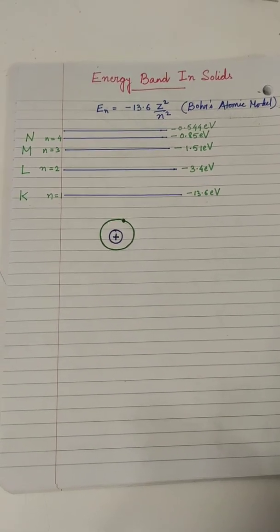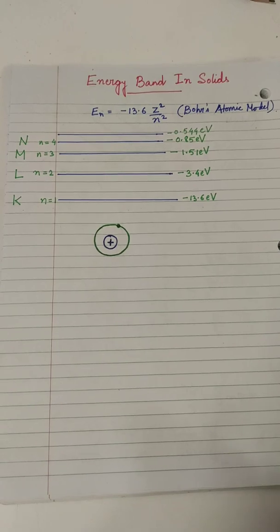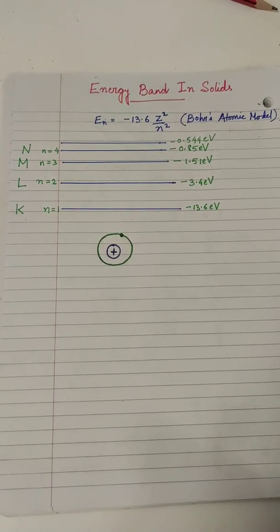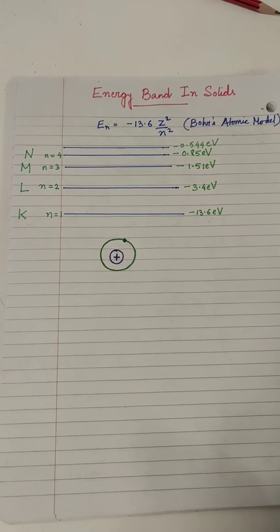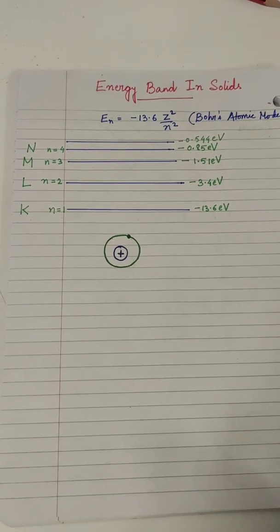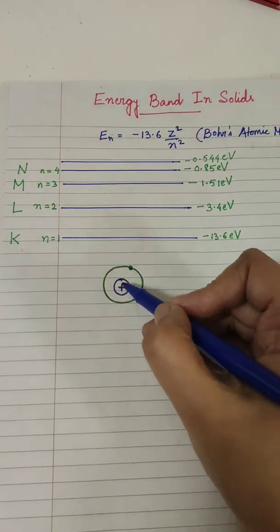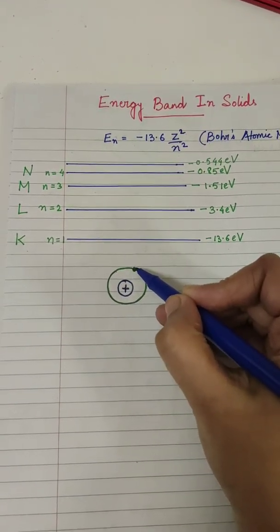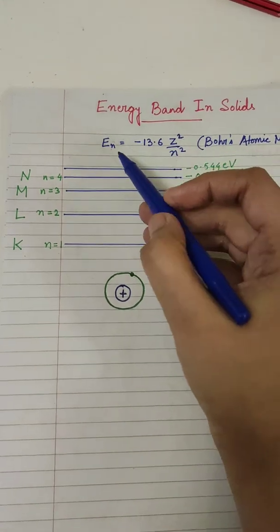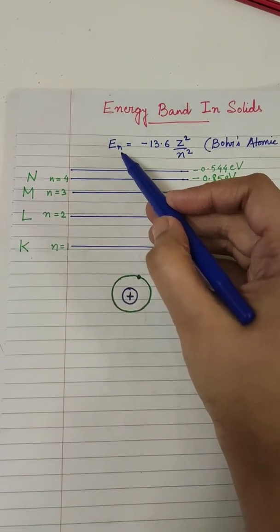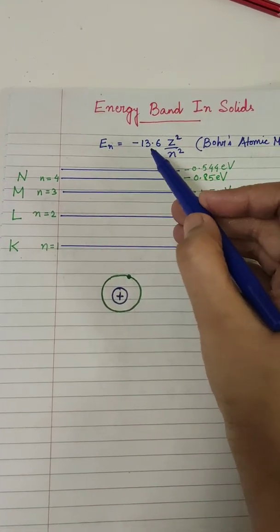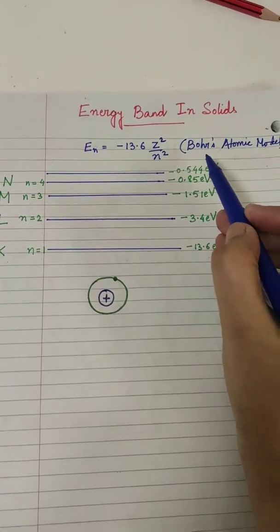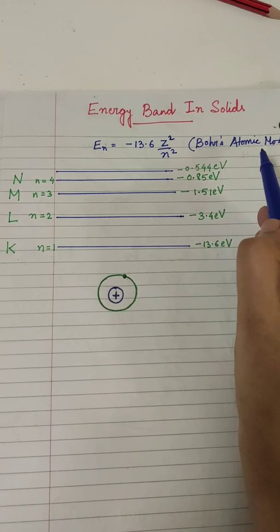Today we are going to study energy band in solids. Now, in an isolated atom, the energy of an electron is the same as that of the orbit it is revolving in. Like the energy of an electron in the nth orbit of an atom is given by minus 13.6 Z squared by n squared. We have known it from Bohr's atomic model.